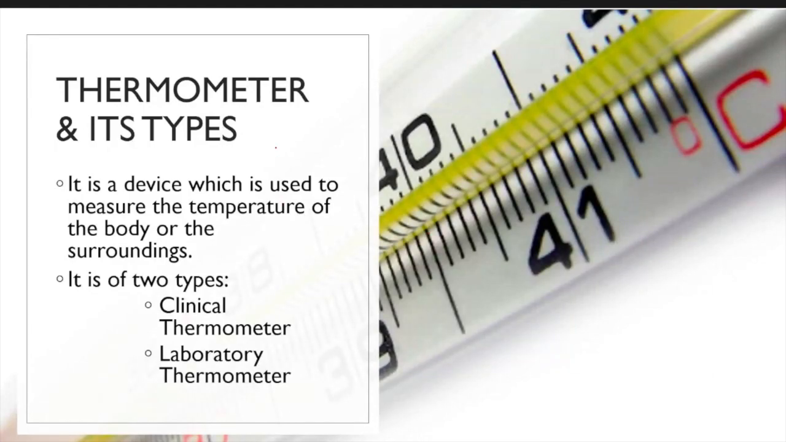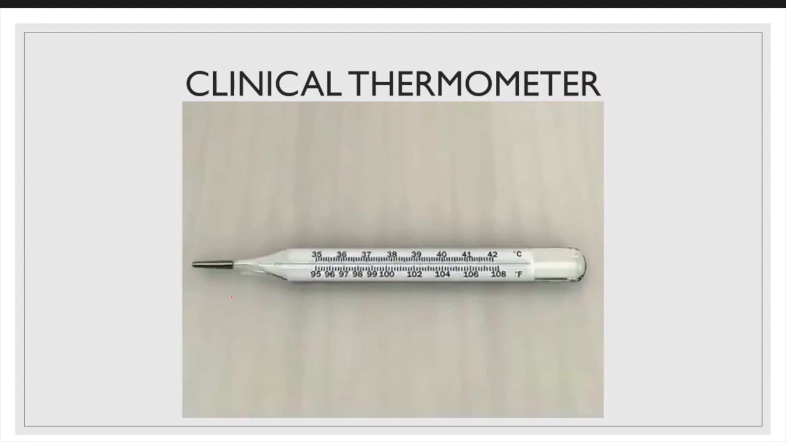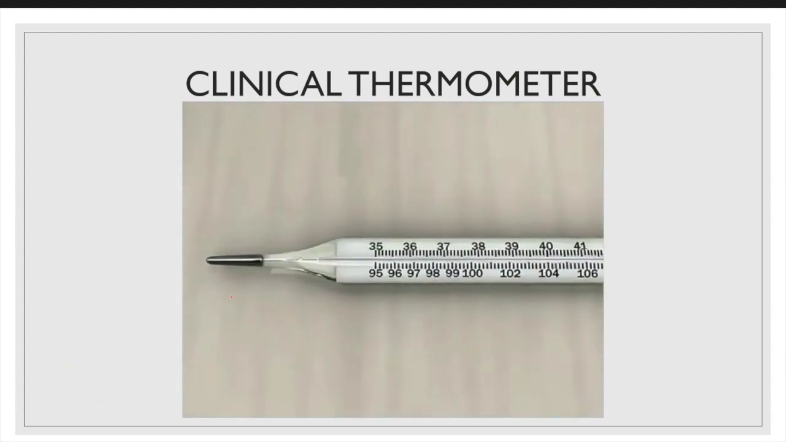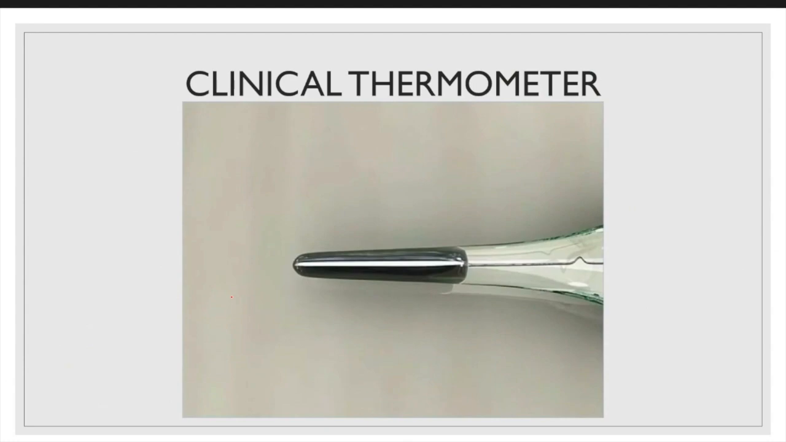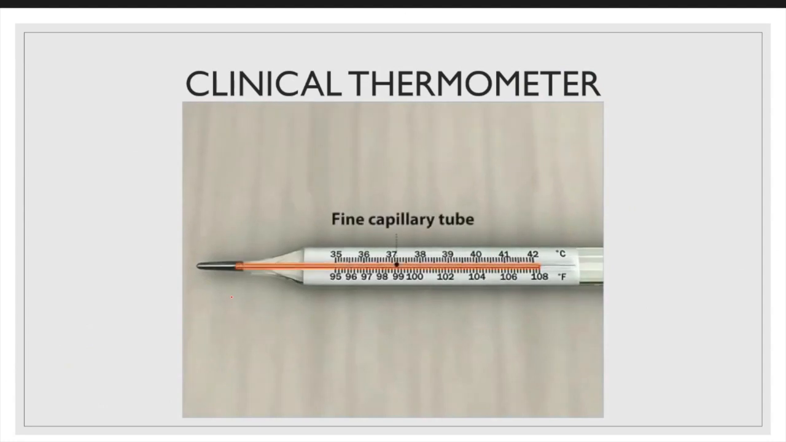This range of temperature can be measured with the help of a device known as a thermometer. In this video, we are going to discuss two thermometers, the clinical thermometer and the laboratory thermometer. Let's discuss the clinical thermometer. A clinical thermometer is usually made of glass and consists of a mercury-filled bulb at one of its ends. It also consists of a very fine capillary tube, which looks like a thread, running from the bulb to the other end.